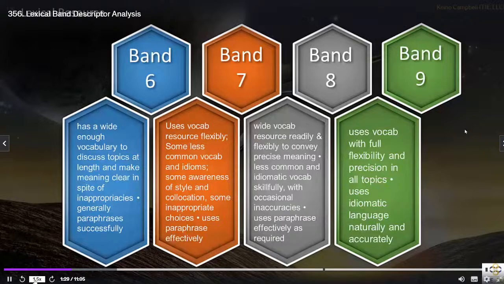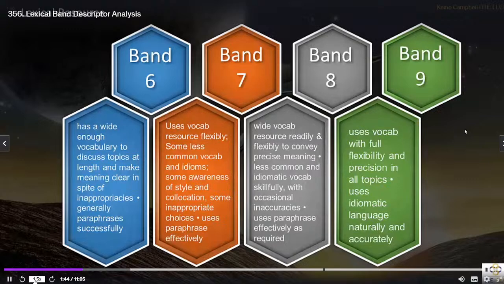topics. Okay. And now the examiners are trained to be able to tell the differences between when somebody's band 6, 7, 8, or 9. They have very specific training to be able to recognize where you're fitting on that band scale.